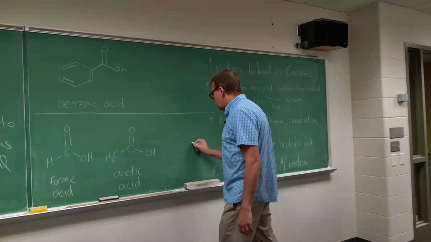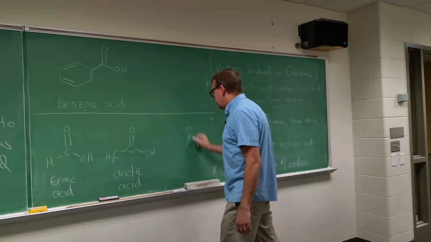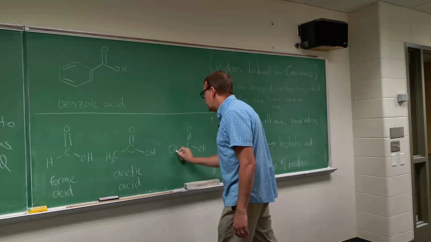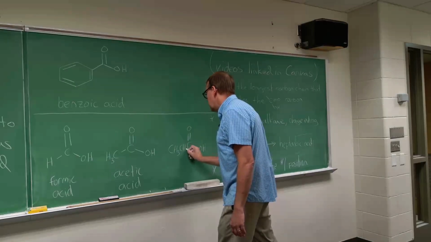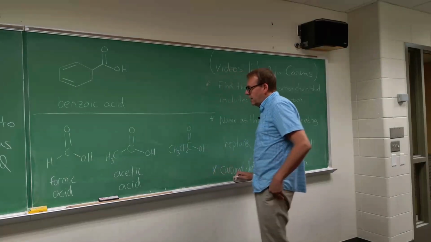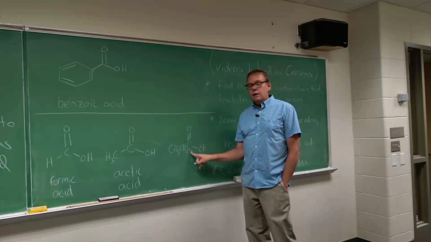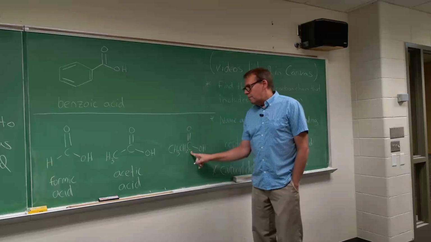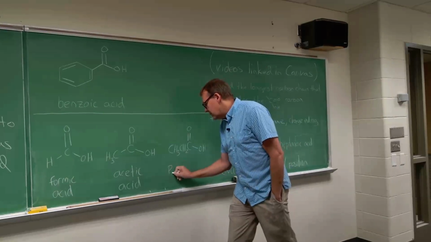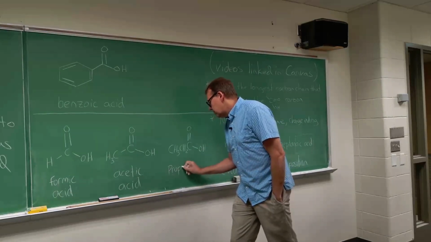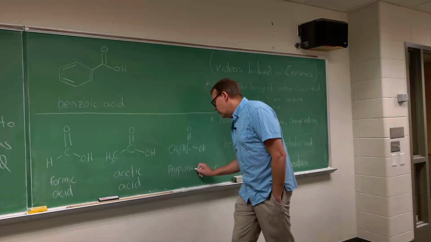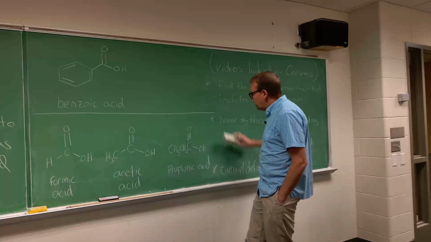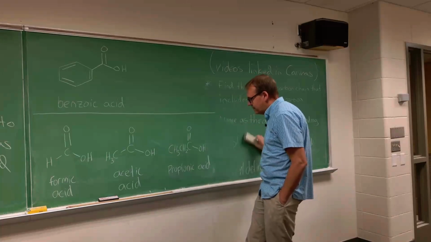And you can get versions of these acids that are bigger, and they start to have names that kind of sound systematic. So sometimes the common name is pretty close to the systematic name. Systematically naming this, it's propane, so it would be propanoic acid. The common name for this is propionic acid. So you might see it as propionic acid. Propanoic acid is the same thing.